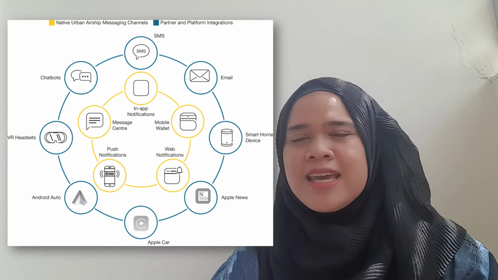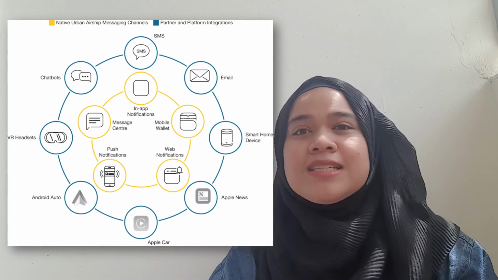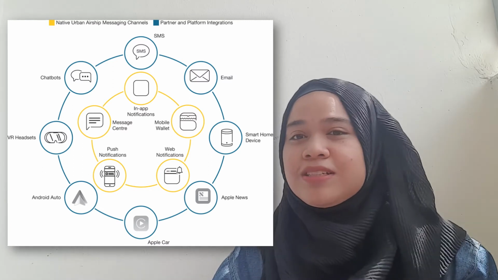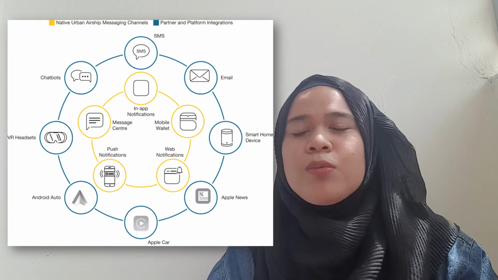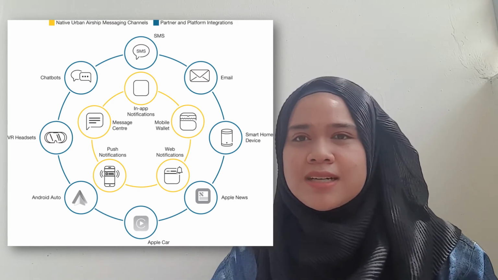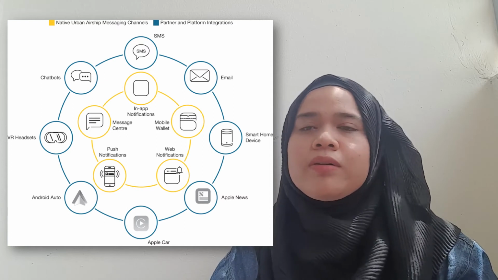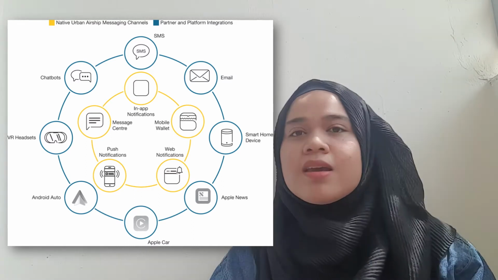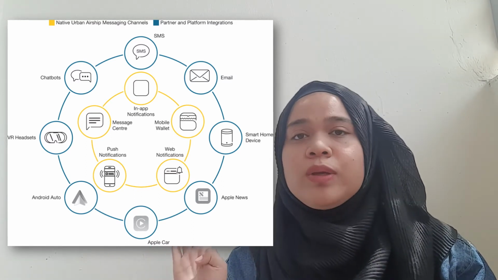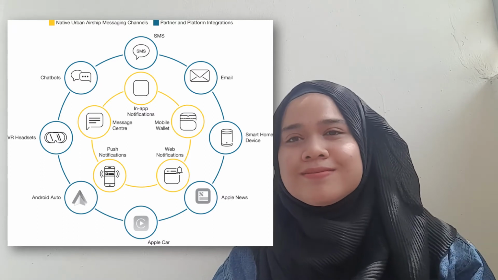As you can see again, the blue circle includes SMS, email, smart home devices, Apple News, Apple Car, Android Auto, VR headsets, and the chatbots, while the inner orange circles are in-app notifications, mobile wallet, web notifications, push notifications, and also the message center. All in all, these 4 challenges will lead to difficulty in engaging with the customer.